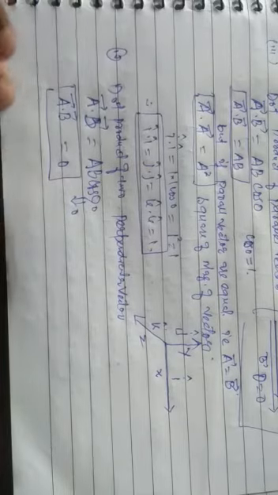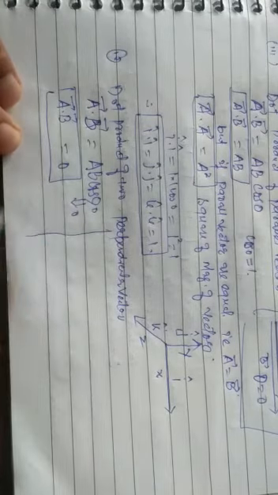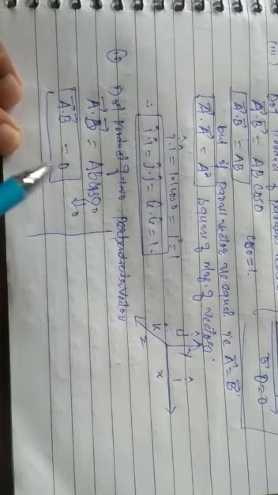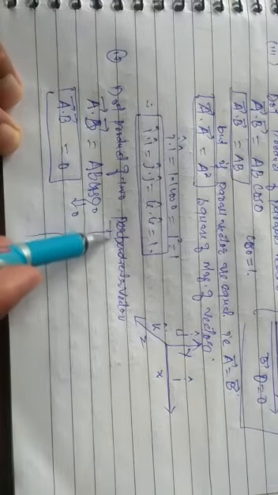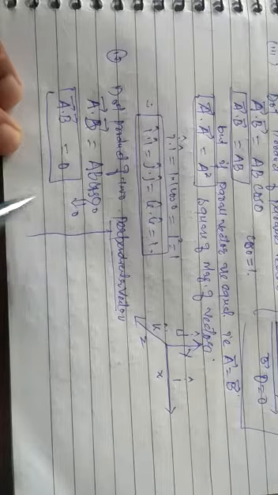Sometimes in the examination you will be asked to show that two vectors are perpendicular. What you are going to do is calculate their dot product. If that dot product comes out to be 0, then they are perpendicular.